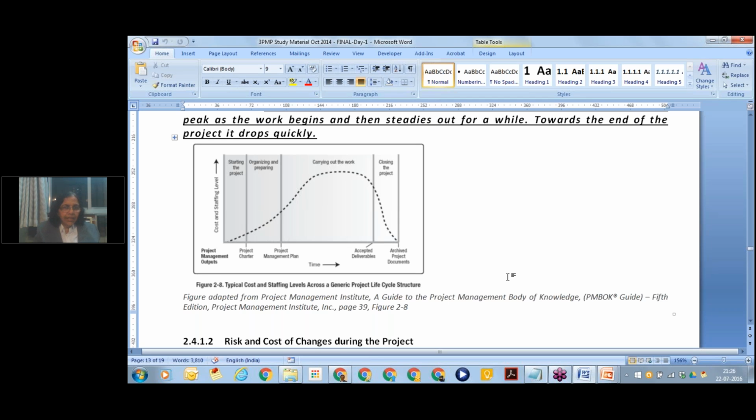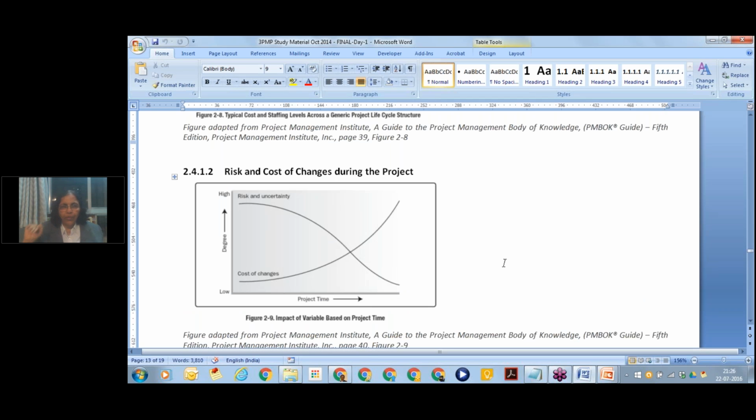So yes, friends, the next curve is not what we are going to see now. 2.4.1.2, risk and cost of changes, is something we will see tomorrow. Tomorrow morning session, we will be completing foundational concepts and we will be starting with scope management. Tomorrow, I intend to complete all the scope management, which is a big chapter, by evening. So tomorrow morning, we are meeting at 10 o'clock. We'll be closing the session by 1 o'clock. Again, we will meet at 2 o'clock and close for the day at 5 o'clock.